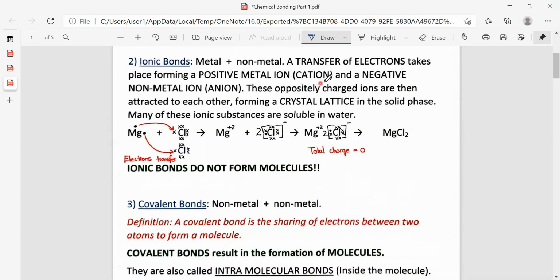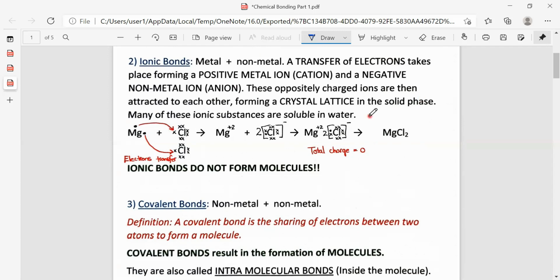Positive ions are called cations. Think of cats, they're positive, and anions are negative. That's spelled almost the same as onions, and onions make one cry, so they're negative. These oppositely charged ions are then attracted to each other, forming a crystal lattice in the solid phase. Many of these ionic substances are soluble in water.